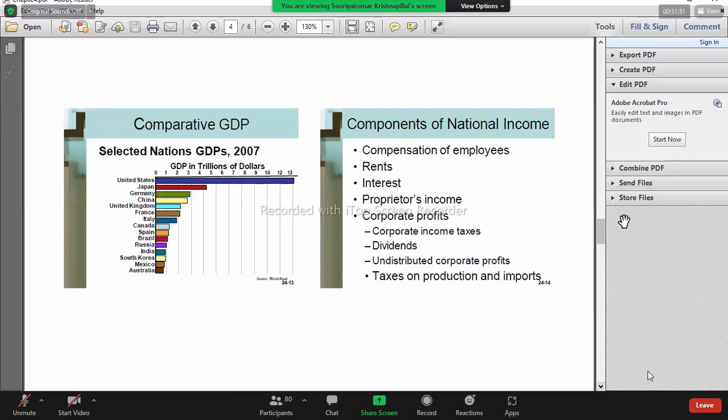But of the 200, 175 goes to the firm, and that 25 goes to the government as a tax on production. So in the income approach, we should consider taxes on production and imports also. Then only the expenditure approach and income approach both should be equal.